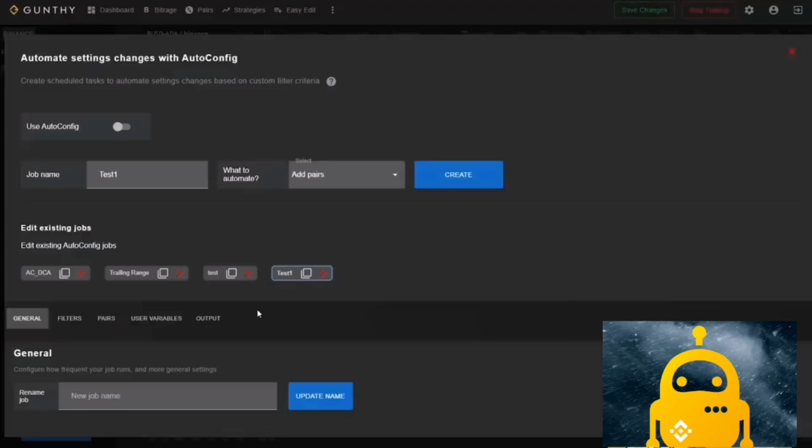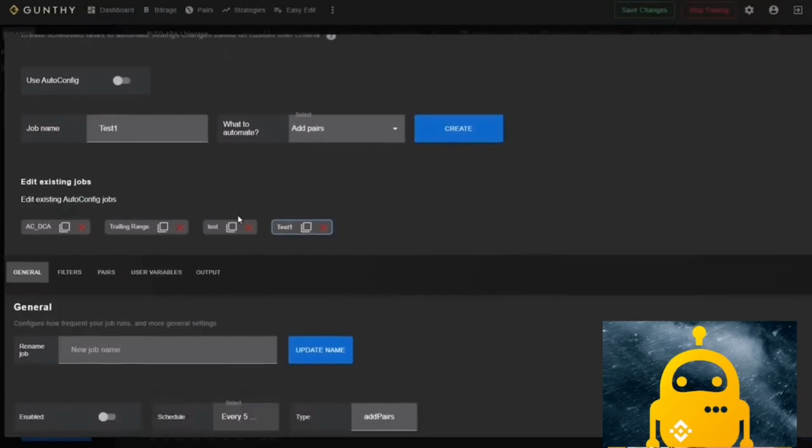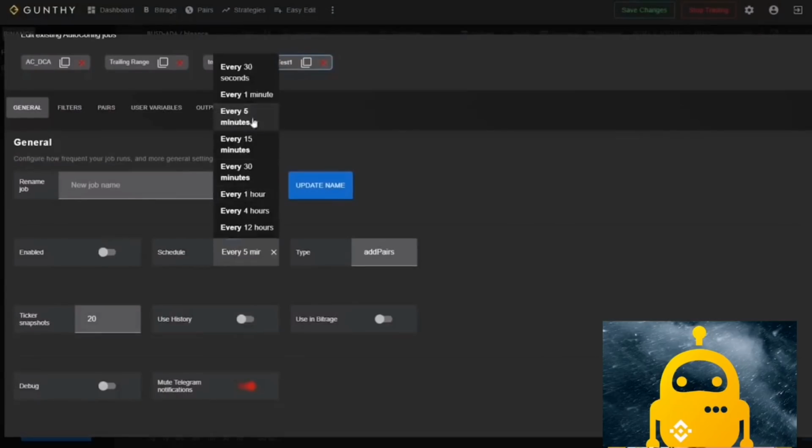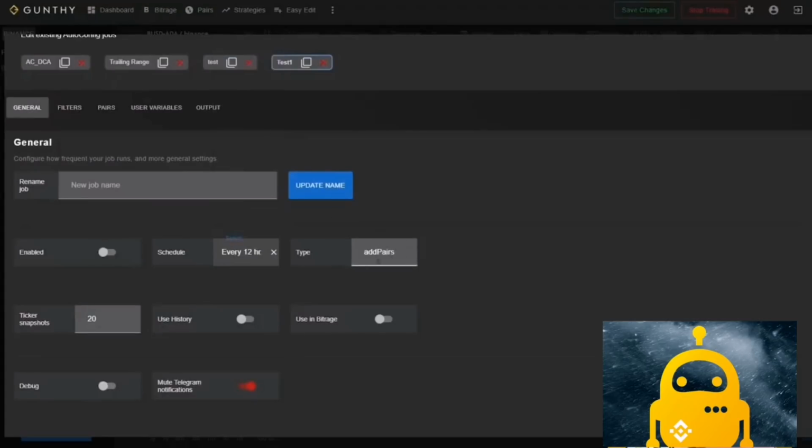So what you used to have to do in the past is manually, again, filter those pairs and then add them and start the bot again. But now with auto config, you can do this all automated. You can schedule certain events with specific filters in order to modify your pairs or your strategies. So let's say that I decide to do that every 5 minutes or every 4 hours or every 12 hours, I will add pairs that have a specific value.